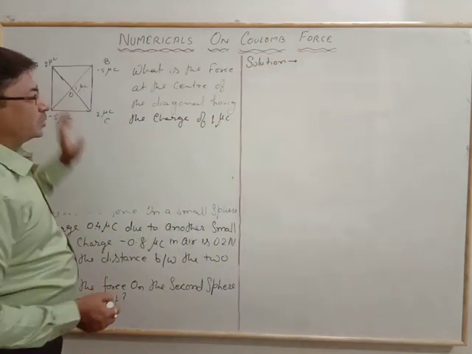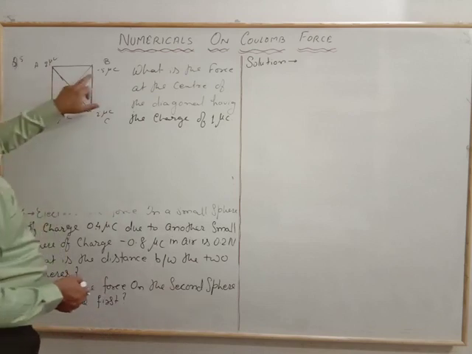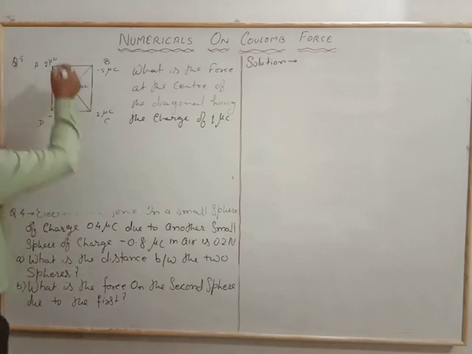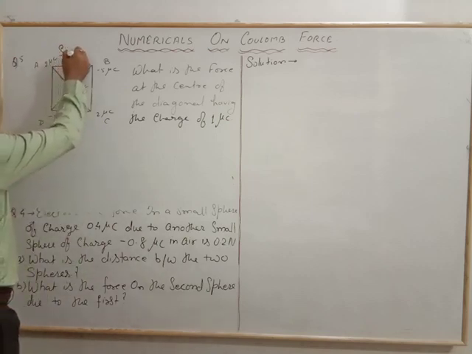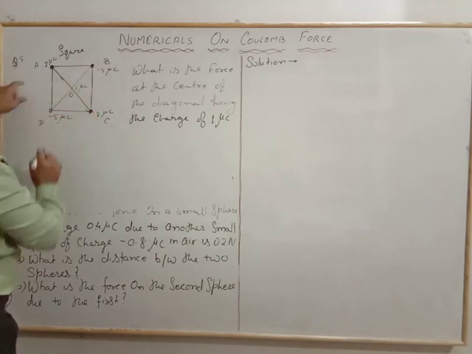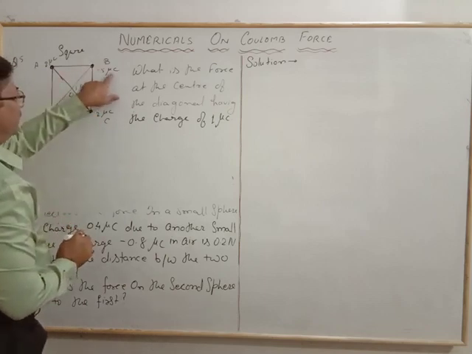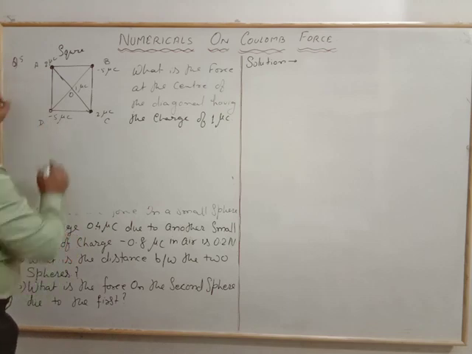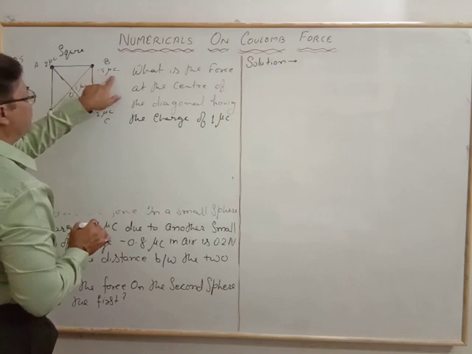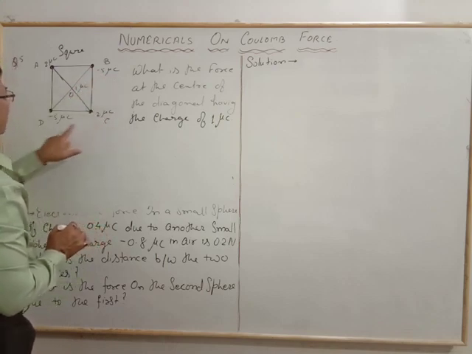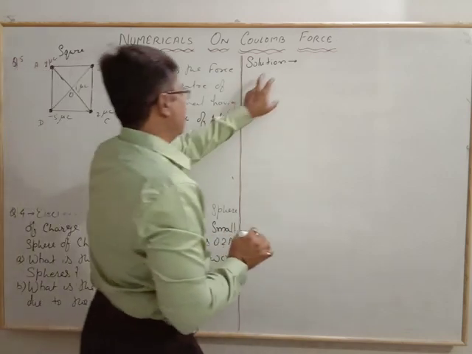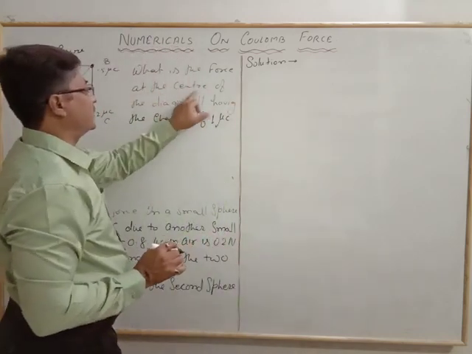Now see question number 5: four charges are at the vertices of a square. At each vertex there is a charge, at vertices A, B, C and D. At A it is 2 microcoulomb, at B it is minus 5 microcoulomb, at C it is 2 microcoulomb, and at D it is minus 5 microcoulomb. Now, how do we solve this one? The question is, what is the force at the center? Center is here at O.